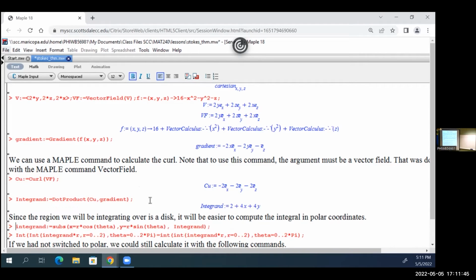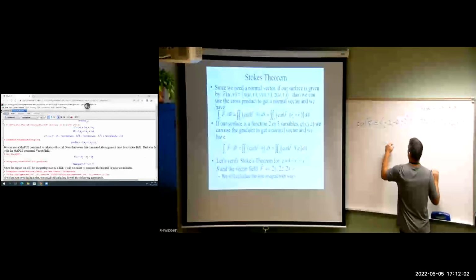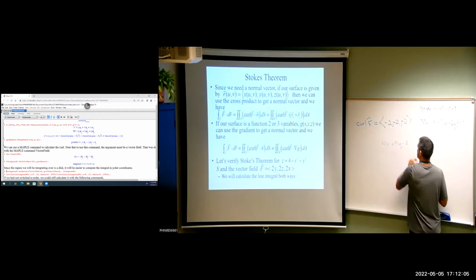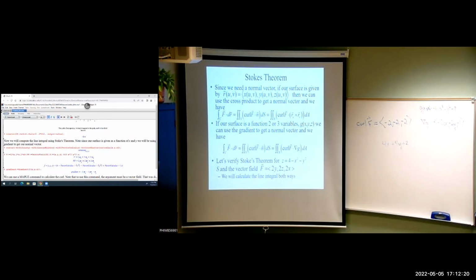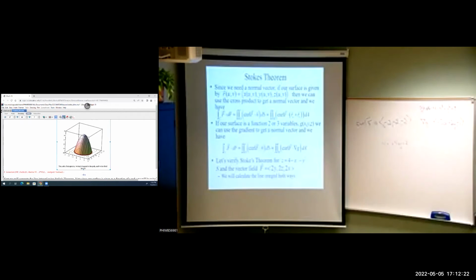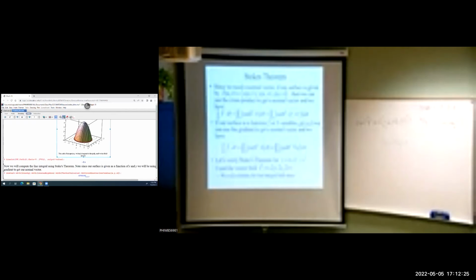So the dot product will give us the integrand, right? Remember, dot product's not hard. And just a reminder, dot product is a scalar. So -2 times -2x plus -2 times -2y plus -2 times -1. So we're getting 4x plus 4y plus 2. There's our integrand. Last thing we have to do is integrate over our region of integration. Our region of integration is the shadow region in the XY plane. It's that circle of radius 2.